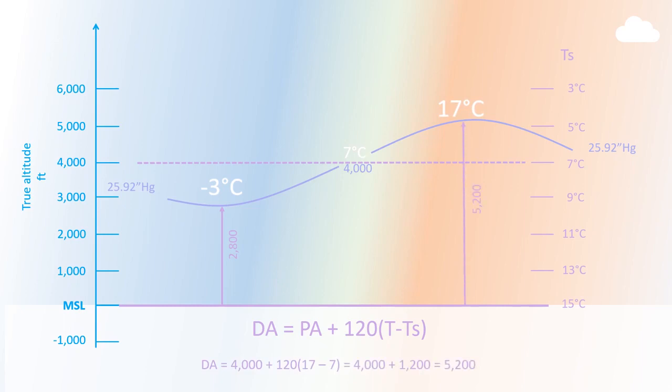Under standard conditions, the density altitude matches the pressure altitude. No surprises here because the difference between T and T sub S is zero, canceling out the whole second term, leaving us with DA equals PA.